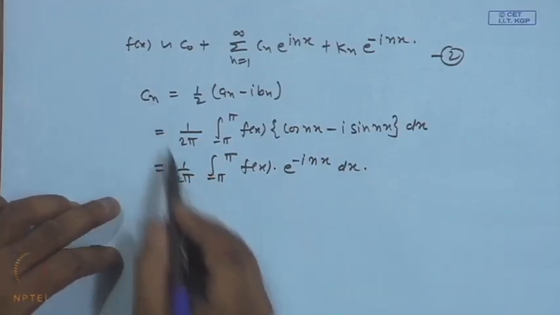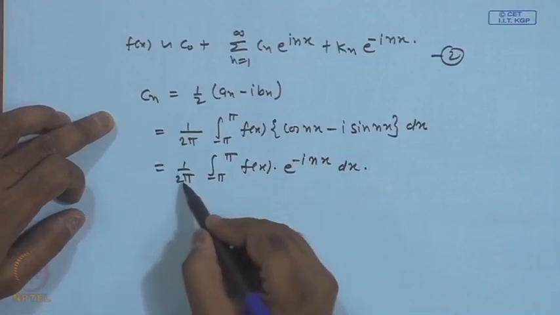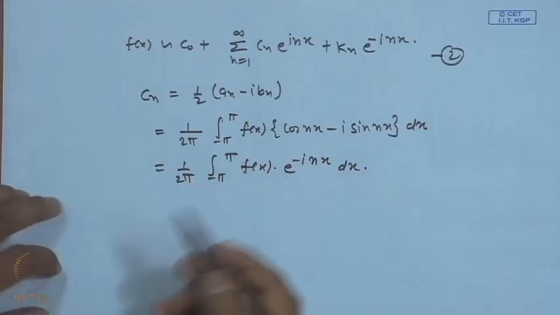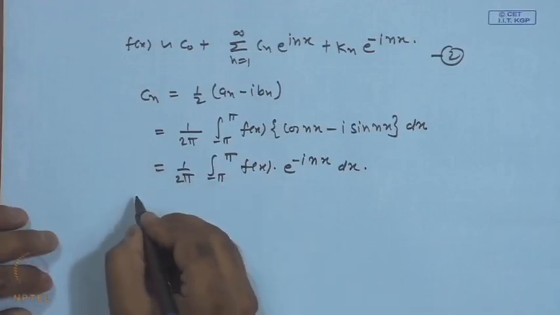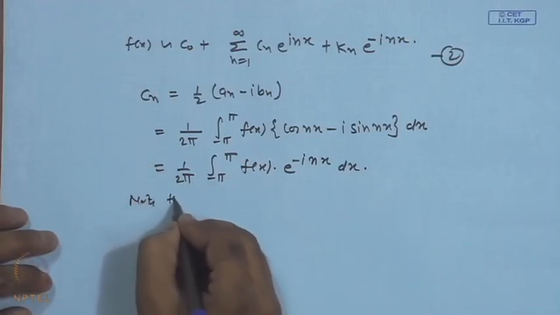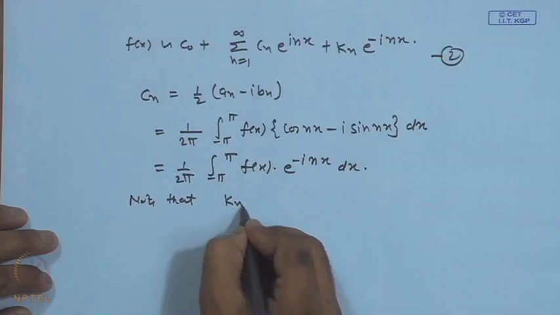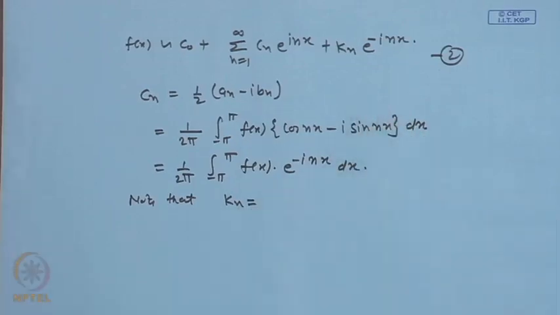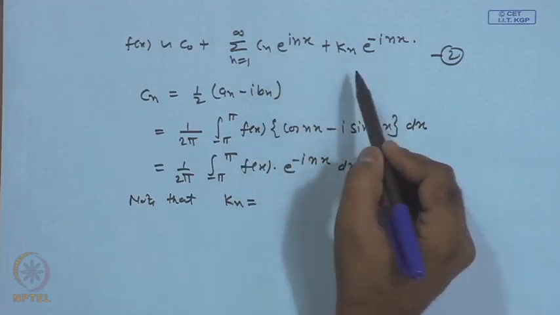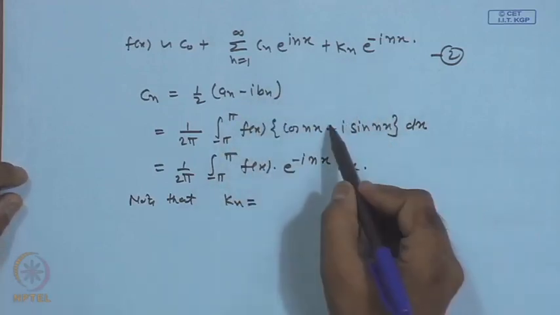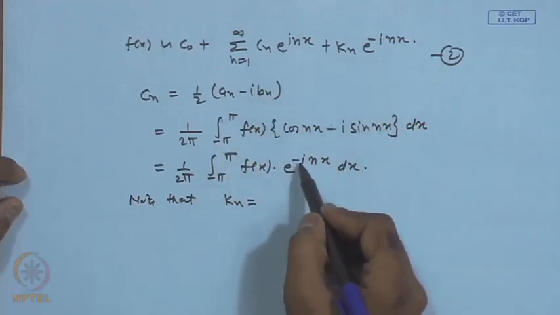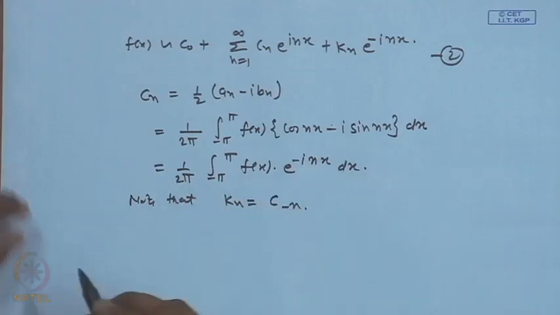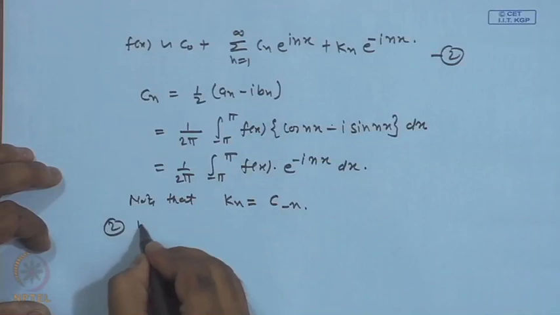So, we can see that C_0 is just 1 over 2 pi, integral from minus pi to pi of f(x) dx. So, that is a_0 by 2, that is what we have written. And also this k_n, if we take this k_n, that is a_n plus i b_n. So, here plus will come and then we will have plus here. So, it is simply C_minus n.